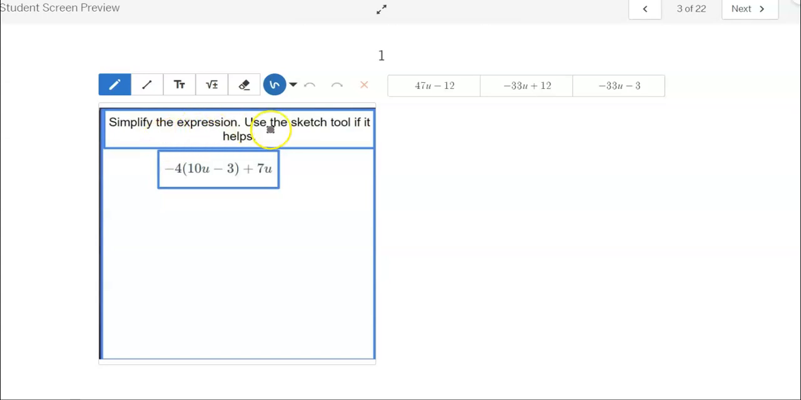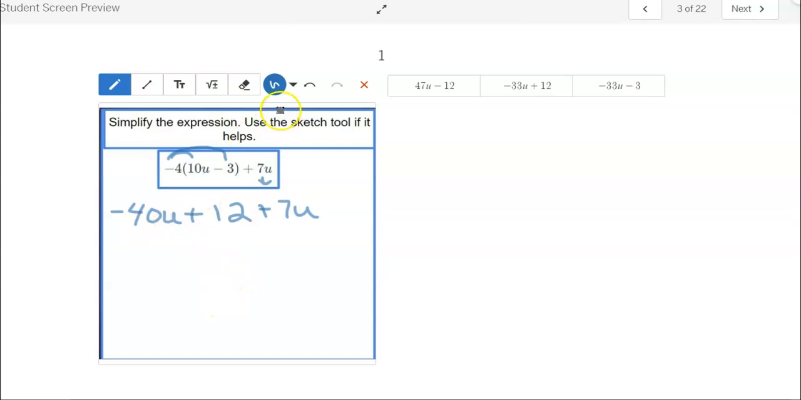So it's to simplify the expression, use the sketch tool if it helps. So we have to get rid of the parentheses first. That's what we always do in expressions or equations. So let's multiply the -4 through in the parentheses. -4 times 10u, that's going to be -40u. And then -4 times -3 is +12. And then we're going to bring down the +7u.